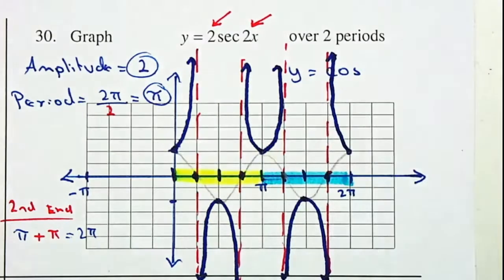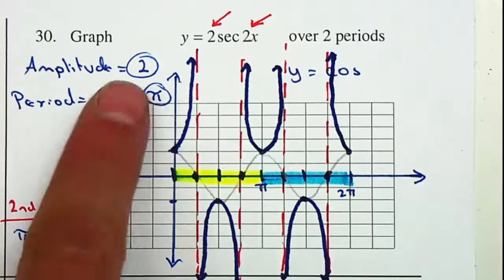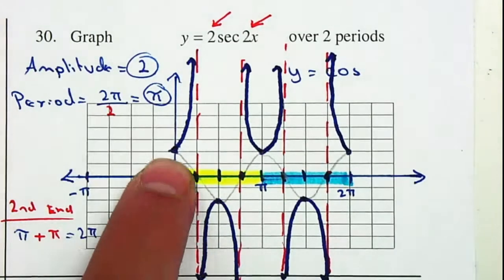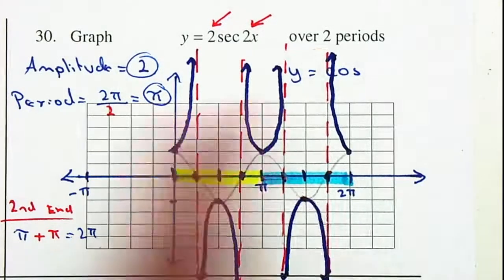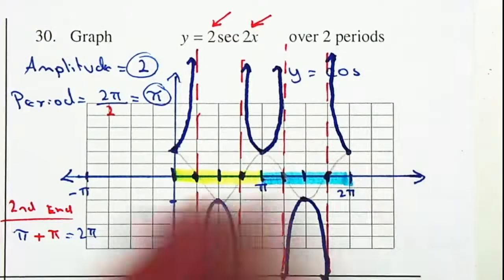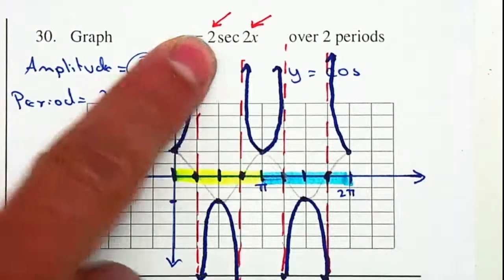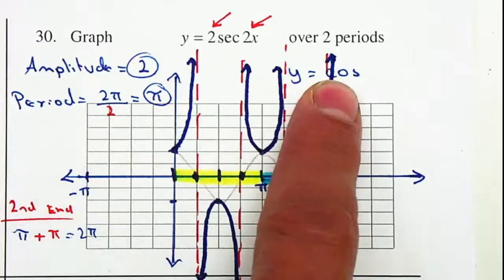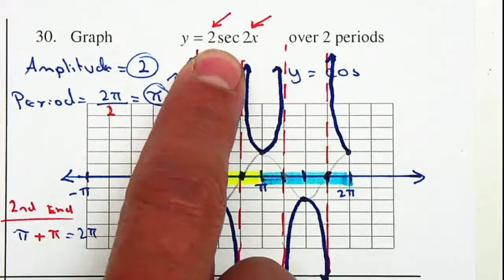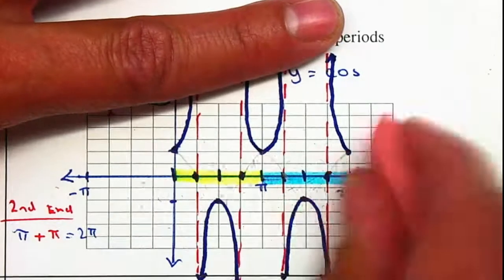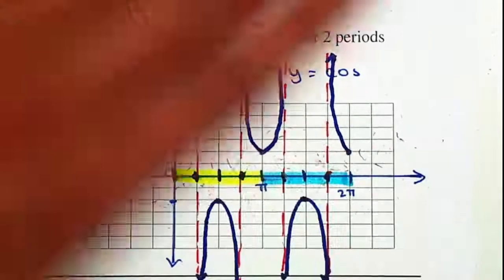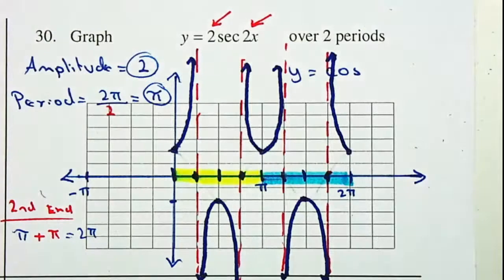So we did it over 2 periods. We want to make sure that we go back and see if we did everything correctly. Amplitude. Did I go up 2 and down 2? I did. Is my period pi? Yes. Did I do over 2 periods? Yes. And one of the things that some of you guys know that you have to graph cosine to graph it, but you forget to go back and graph secant. And the last thing I need to do is erase my graph for the cosine. That should not be there. And that will be your graph.